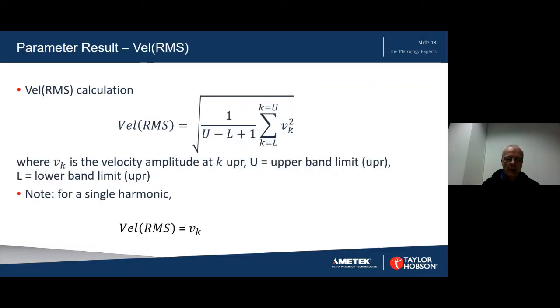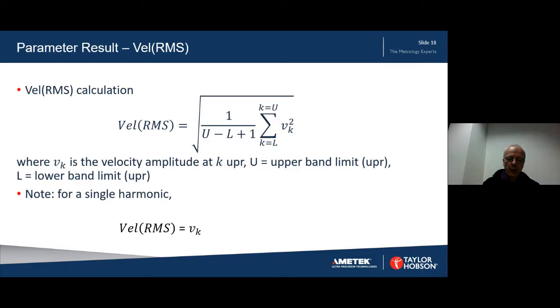The key result is the RMS velocity calculated from within a band. We denote this as Vel RMS, and the calculation is shown here. For each harmonic in the band, from wave number L to wave number U inclusive, we calculate the square of the velocity amplitude. These squares are then summed and divided by the number of harmonics or waves within the band. Vel RMS is the positive square root of this figure.